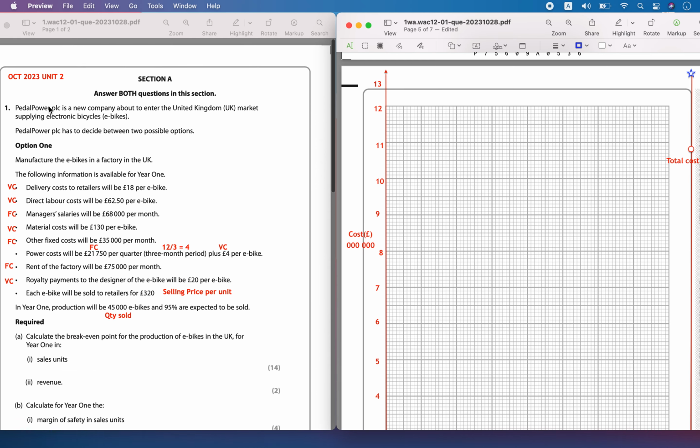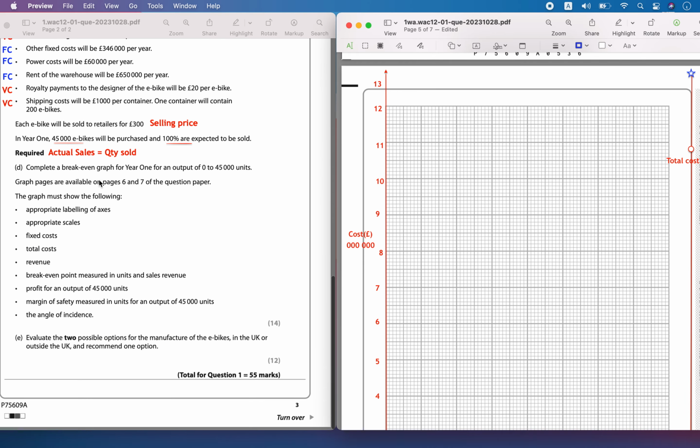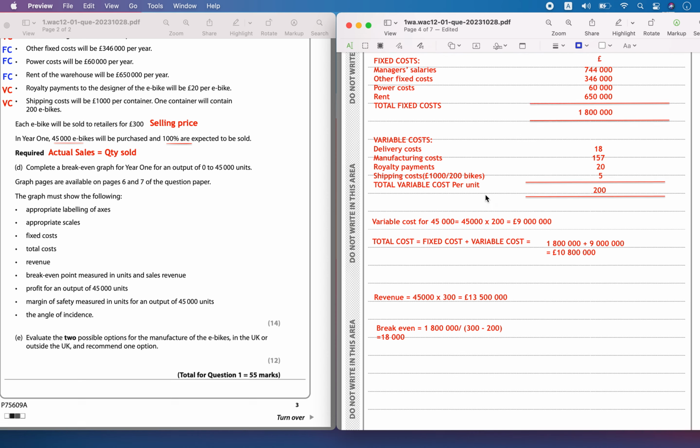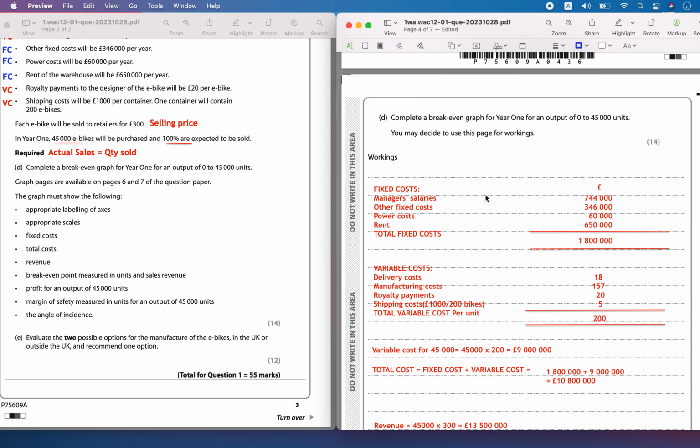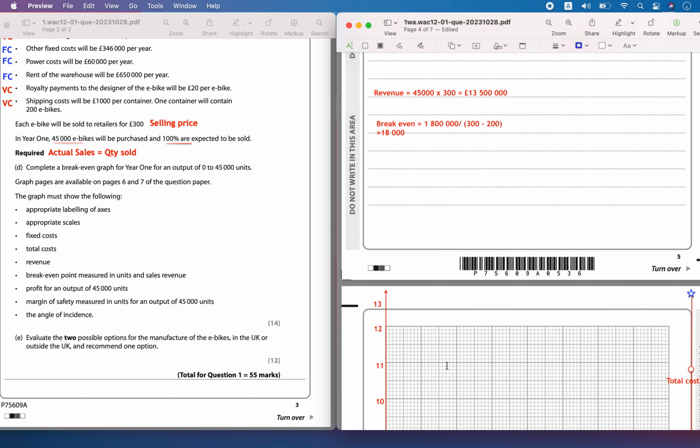Hello, today we are solving the October 2023 paper, question number 1, part D. Complete a break-even graph for year 1 for an output of 0 to 45,000 units. For the first part of this problem, we had calculated the fixed cost, total variable cost, and the total cost. This was already calculated in the previous video.